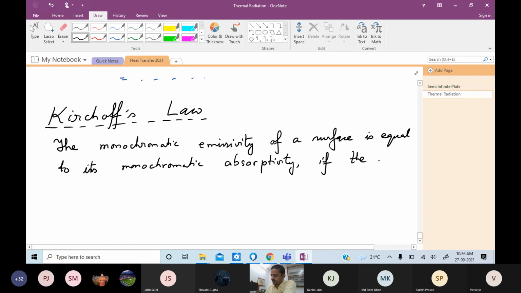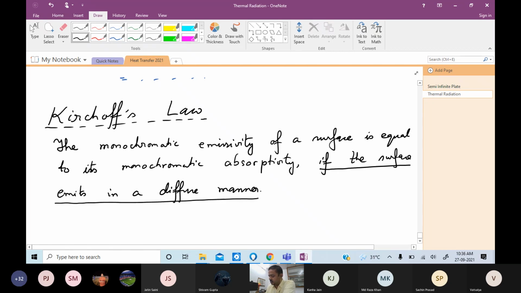If the surface emits in a diffuse manner. So this is true only for diffuse surfaces. Friends, please keep this in mind. It is not universal. The other point to note is what Kirchhoff said: monochromatic emissivity is equal to the monochromatic absorptivity at a particular wavelength.